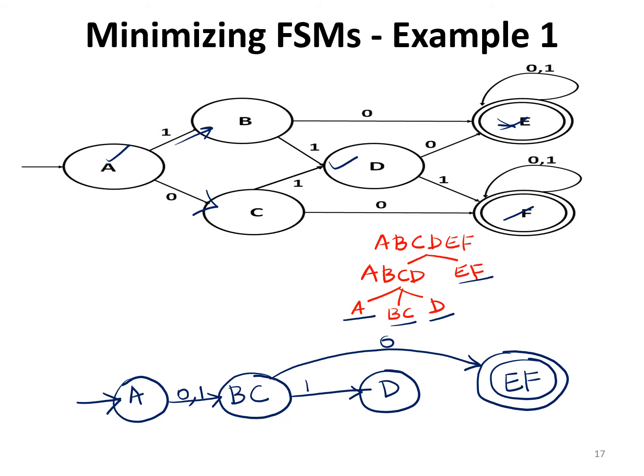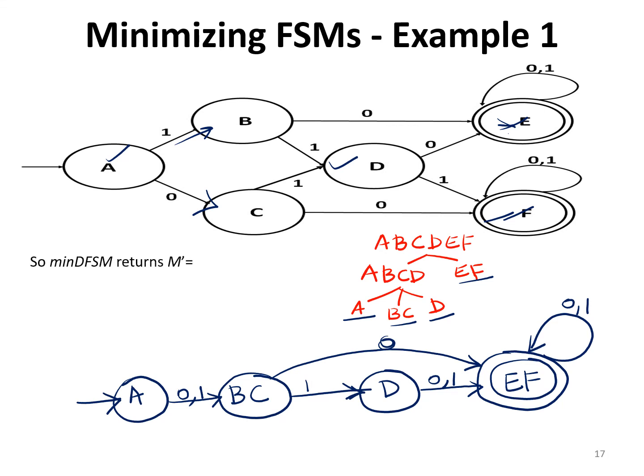Coming to C. C0 is going to state F. So already we have a transition. C1 is going to D. Then coming to D. D0 is going to E. D1 is going to F. So 1 is again in EF state. Coming to E and F, both are taking a self loop for 0 and 1.